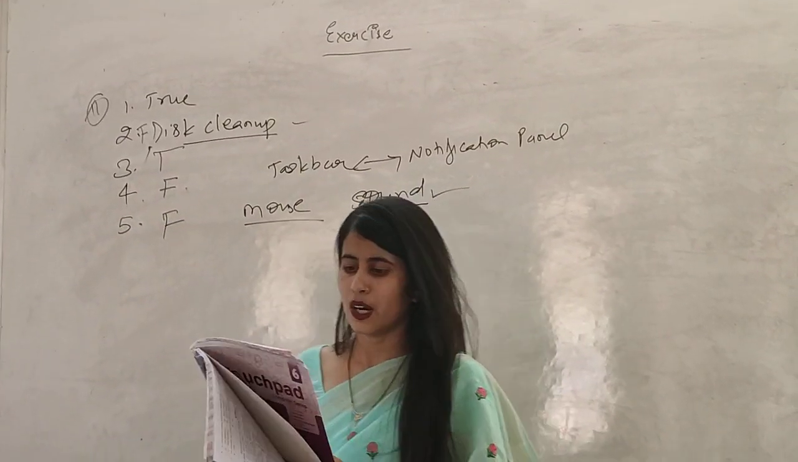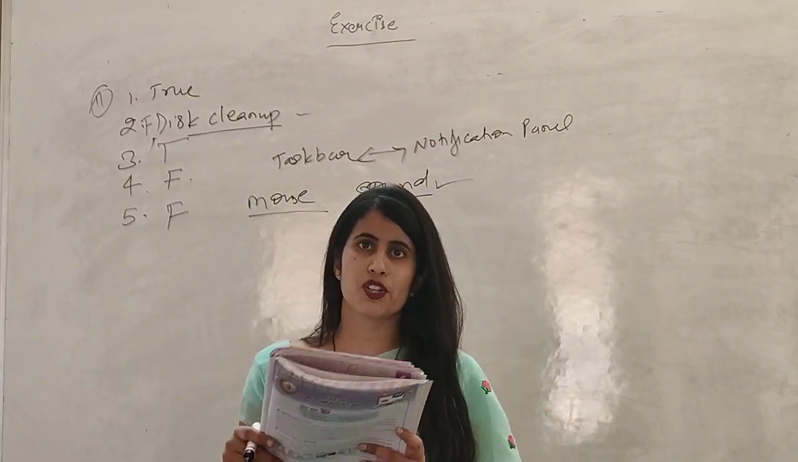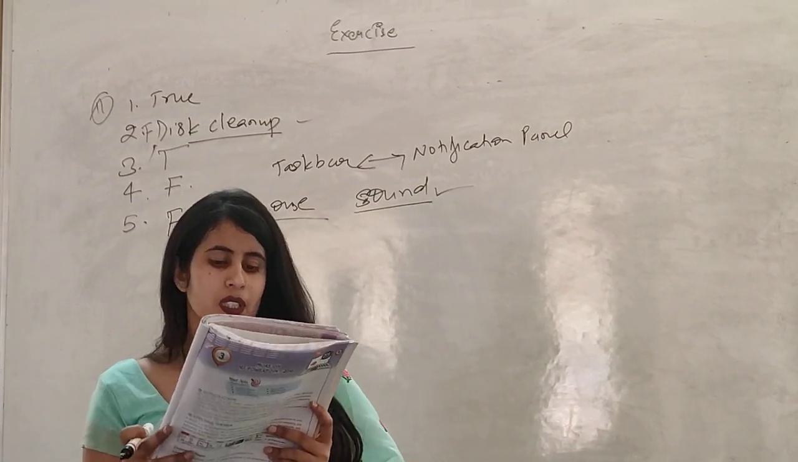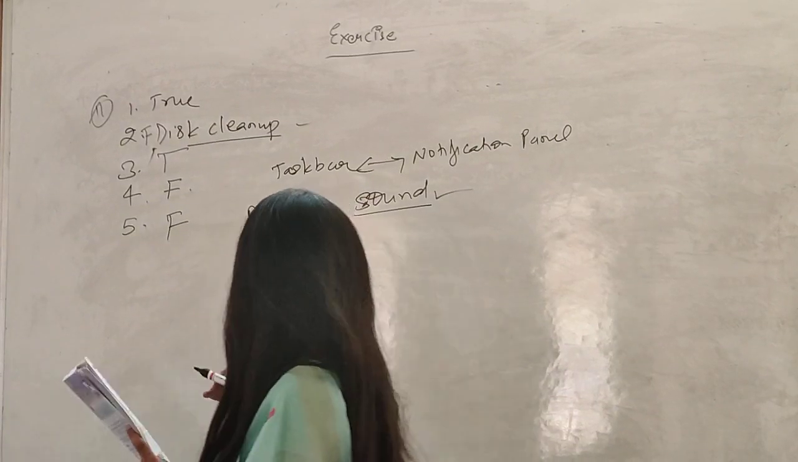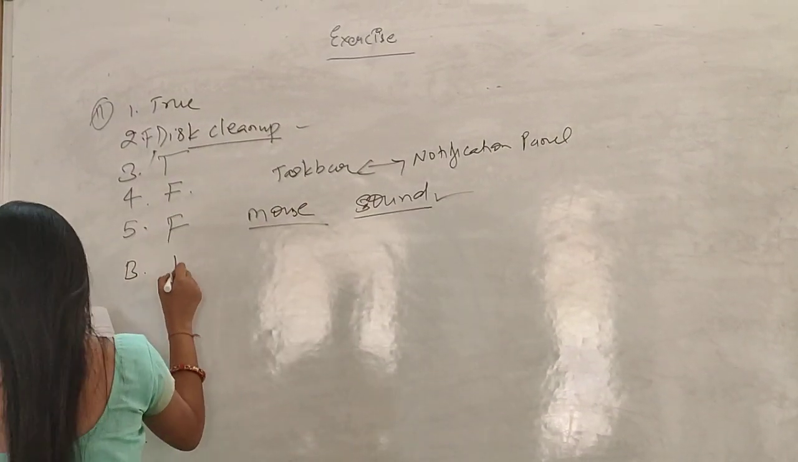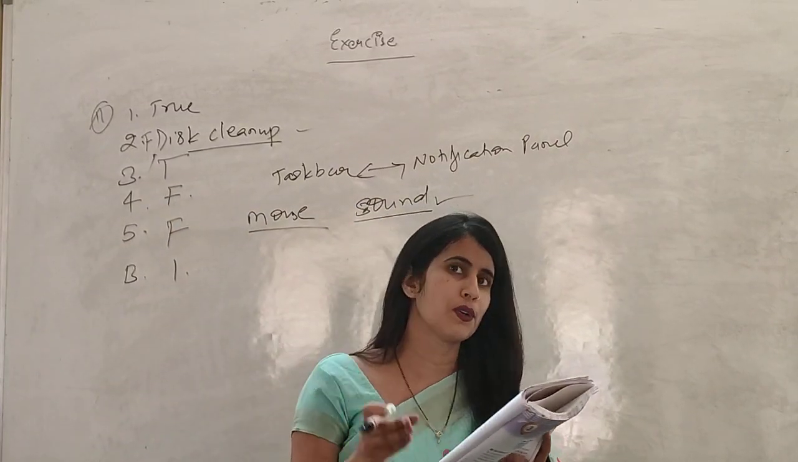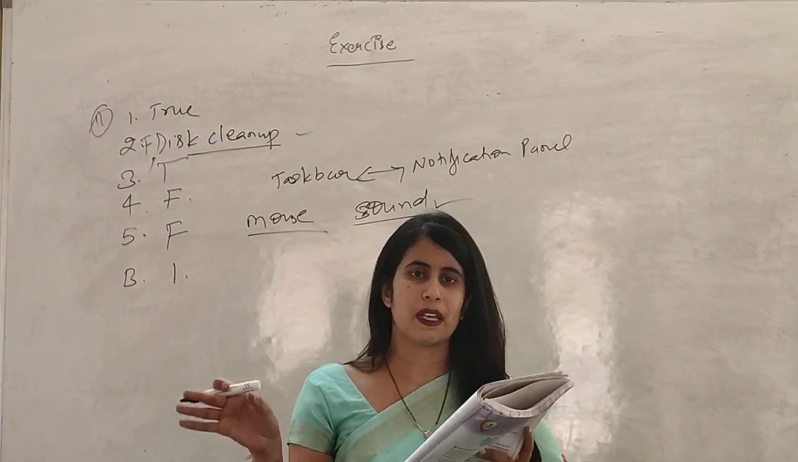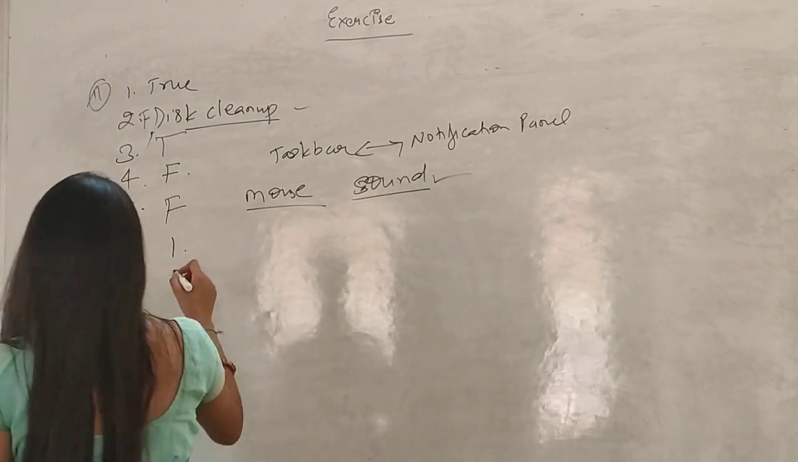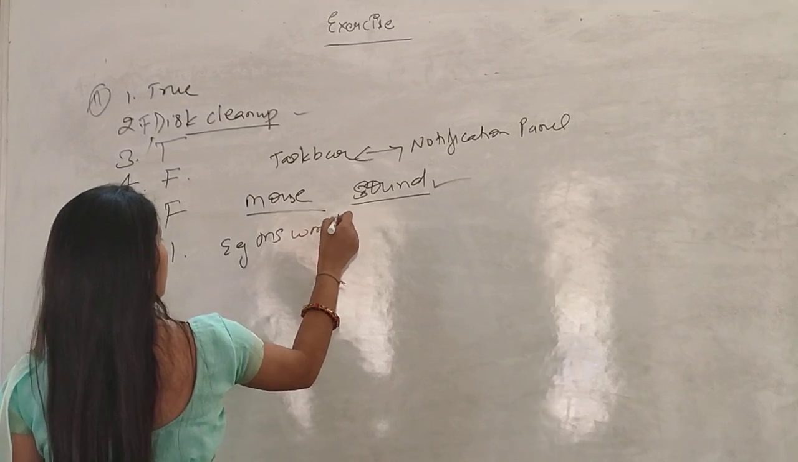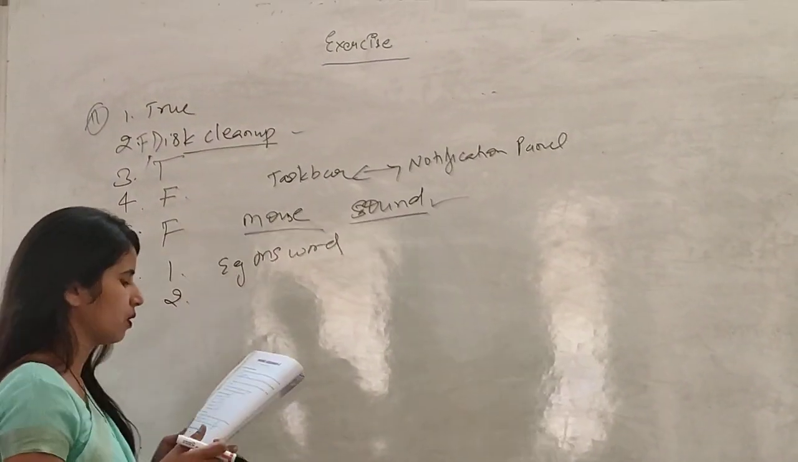Okay. Now the next question is: state the use and one example of these. So the B option. First is word processor. We know what the use of a word processor is. It is used for typing work. The example I am writing here is MS Word. You know the work very well, so you can write it by yourself also.